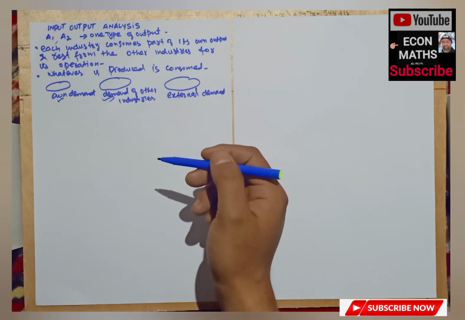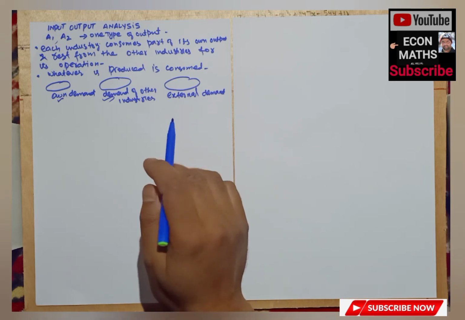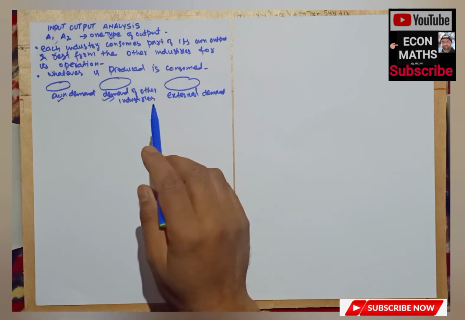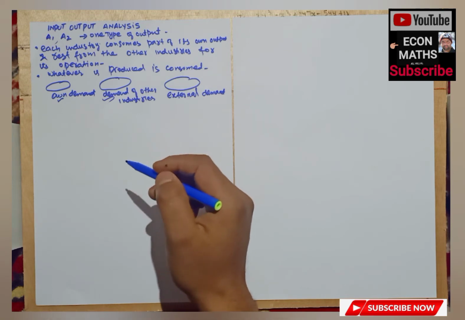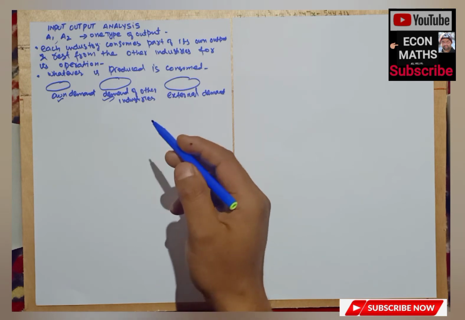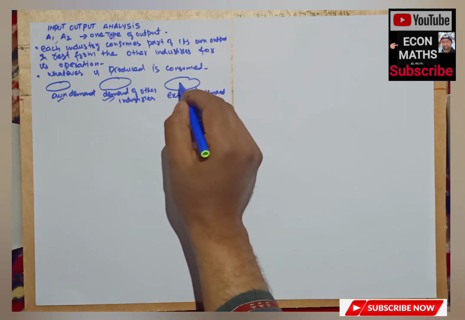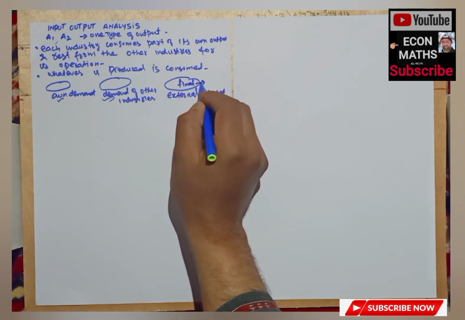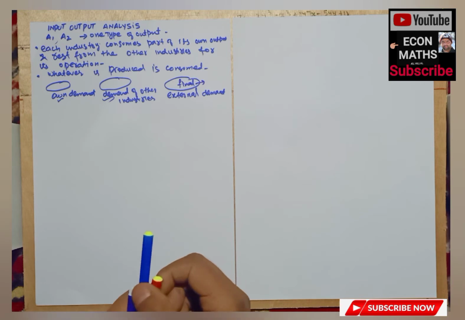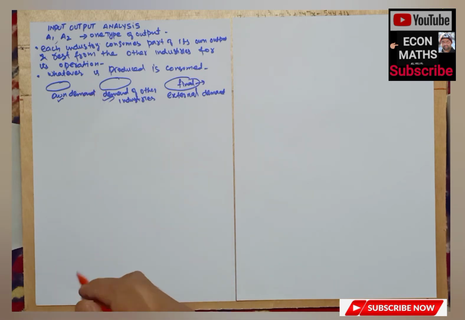Also, let us say what we have to find here. Our aim is to determine the output levels of each of the two industries in order to meet a change in the final demand. If there is a change in the final demand, how much output of each of the industries should we produce? So these are some basic assumptions which we have made in order to get the mathematical interpretation.